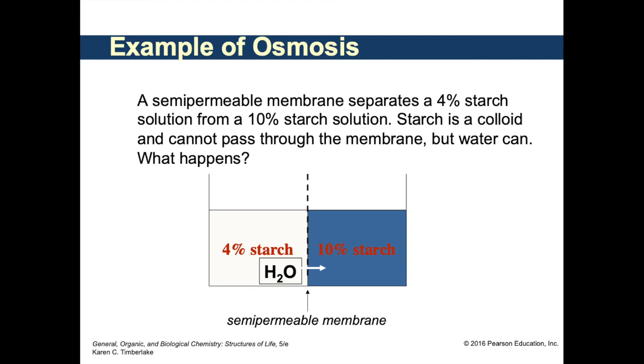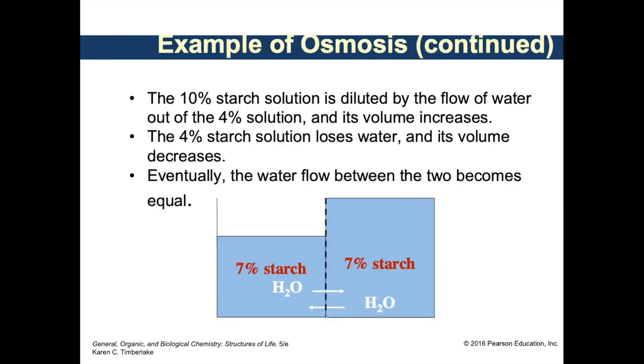So what's going to happen here? Which solution has, relatively speaking, more water? Well, the 4% starch solution, since it has a smaller percentage of starch, has a higher percentage of water, right? So water is going to move from the container on the left into the container on the right, trying to dilute it down. And it's going to keep doing that until both concentrations are equal. Both are at 7%. Though in order to have 7% on the right, since that side has more solute, its volume also has to increase accordingly.